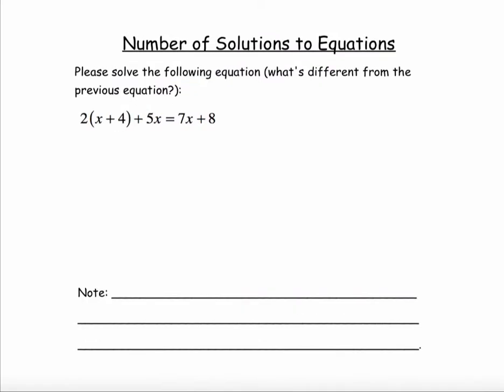All right, let's take a look at another one. All right, another equation that looks very similar to the previous one. Let's take a look. So, the only difference here is instead of 7x plus 9 on the right-hand side, now we have 7x plus 8. Let's see what happens this time.